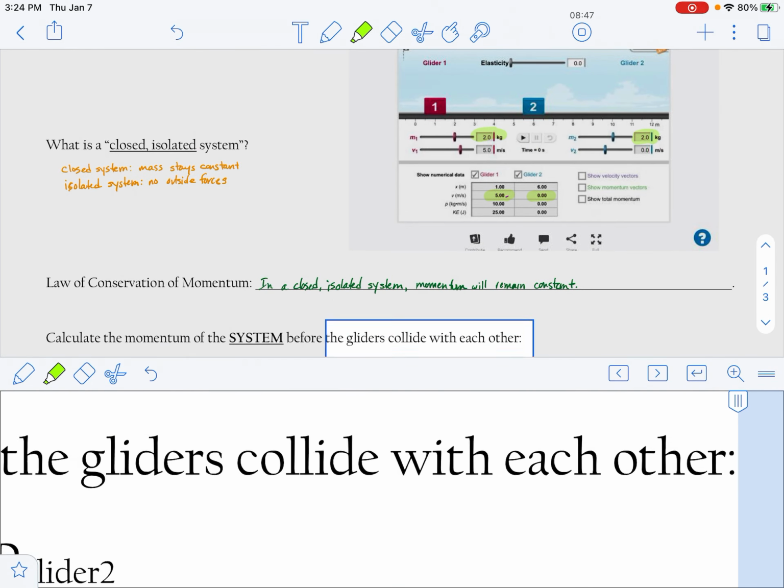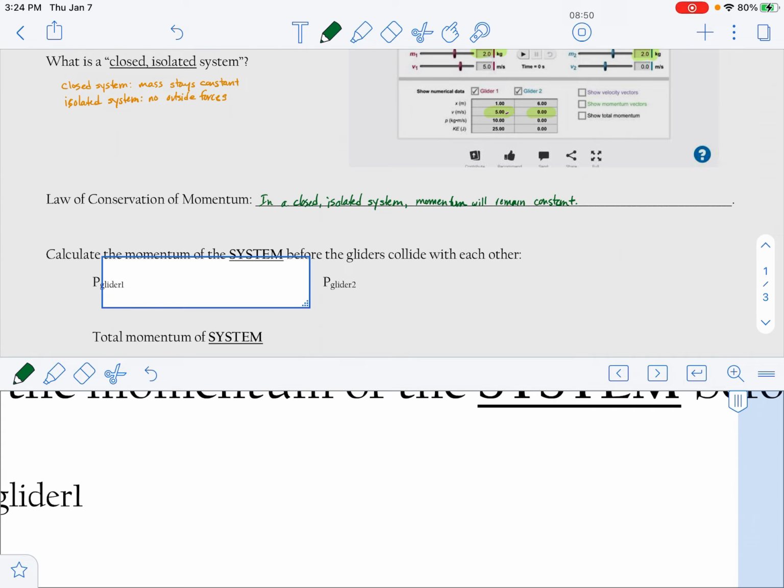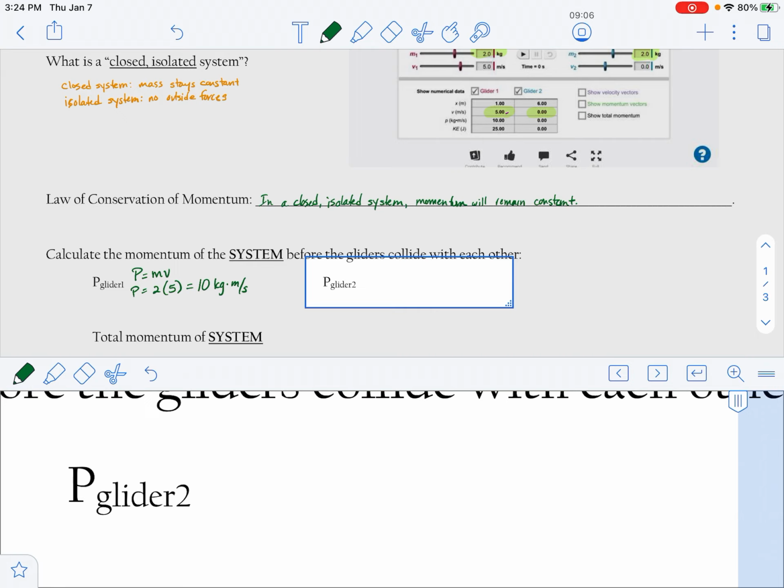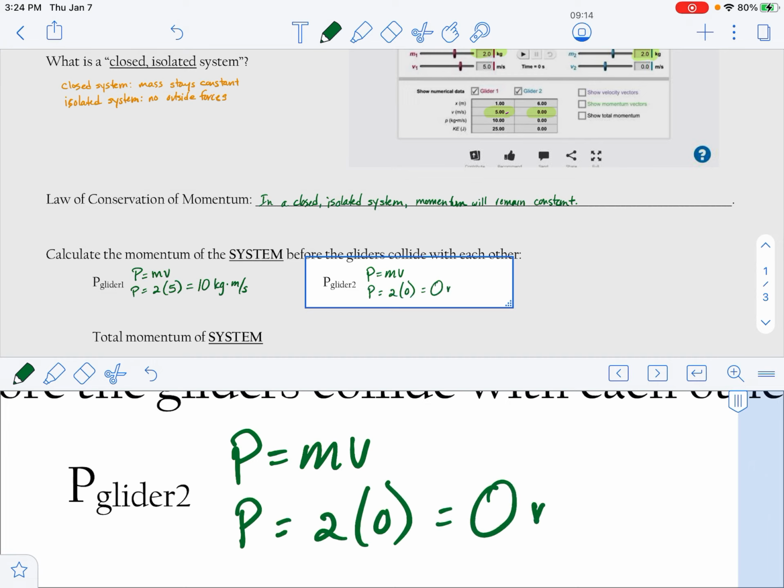So glider 1, P equals mv. My mass was 2, my velocity was 5. I have 10 kilogram meters per second. That's the momentum of glider 1. Glider 2, P equals mv. Mass is 2, velocity was 0. Momentum of glider 2 is 0 kilogram meters per second. So we talked about this in class, right? If something is not moving, then that means it doesn't have any momentum.